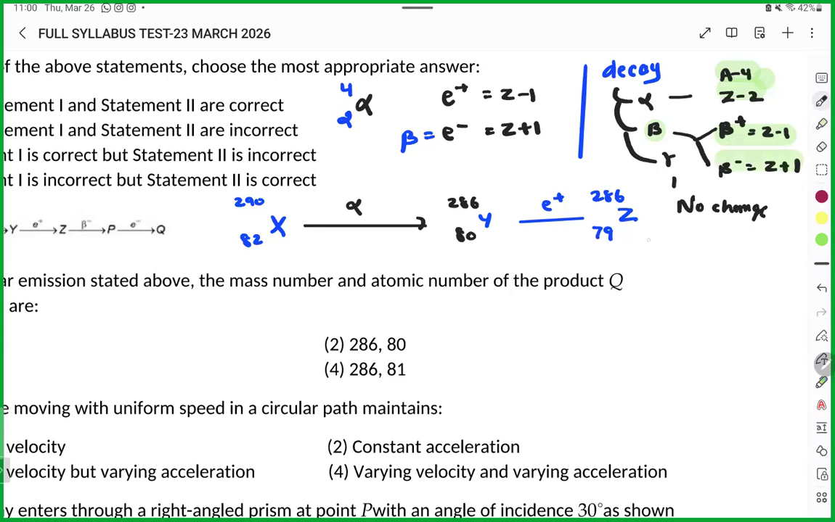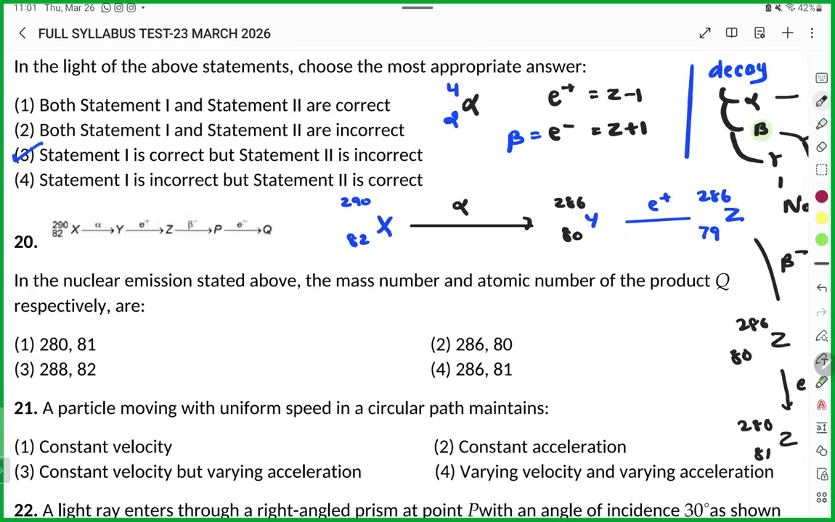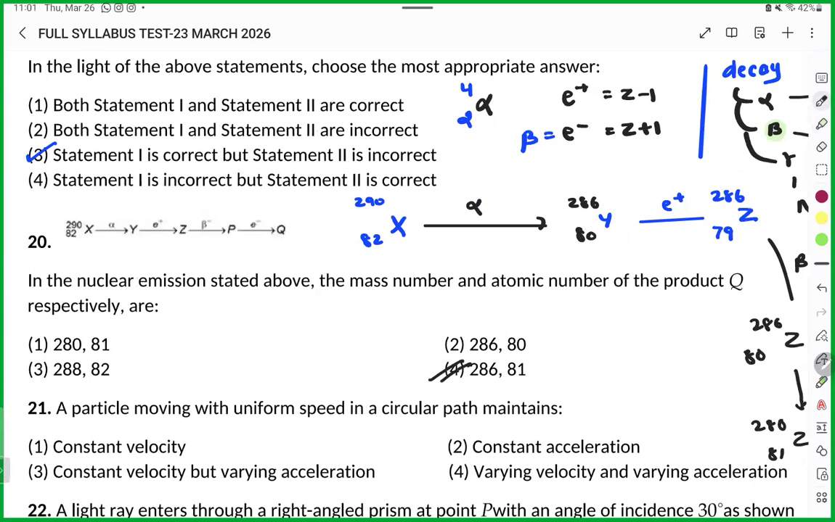Right. Next, beta negative, increased by 1, 80 to 86. Again, electron increased by 1, 81 and 286. तो आंसर होगा 81 to 86.